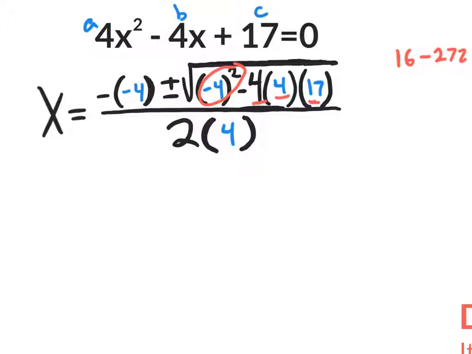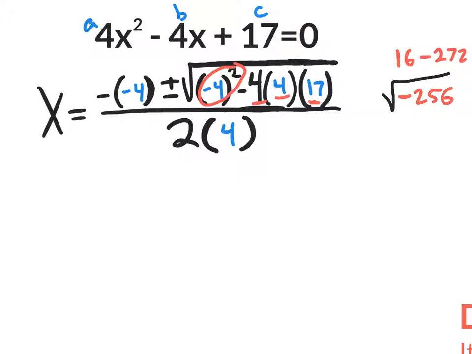No, because the negative 4 times itself, negative 4 times negative 4, is positive 16. When you have something squared, multiply that with itself. Negative 4 times negative 4, positive 16. Over here, negative 4 times positive 4 times negative gives you a negative 272. So our discriminant value is negative 256. That's inside the square root.